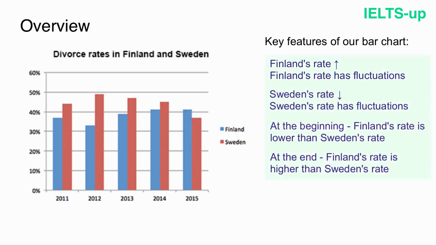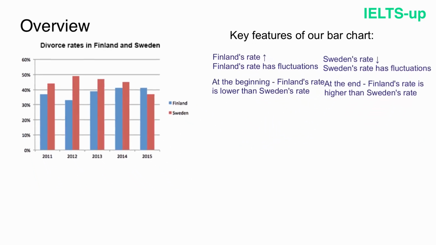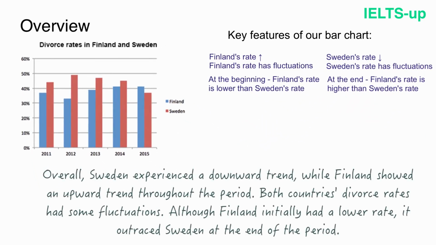Now let's use the key features that we've gathered to write an overview paragraph. Here is how I wrote it. Overall, Sweden experienced a downward trend, while Finland showed an upward trend throughout the period. Both countries' divorce rates had some fluctuations. Although Finland initially had a lower rate, it outraced Sweden at the end of the period.